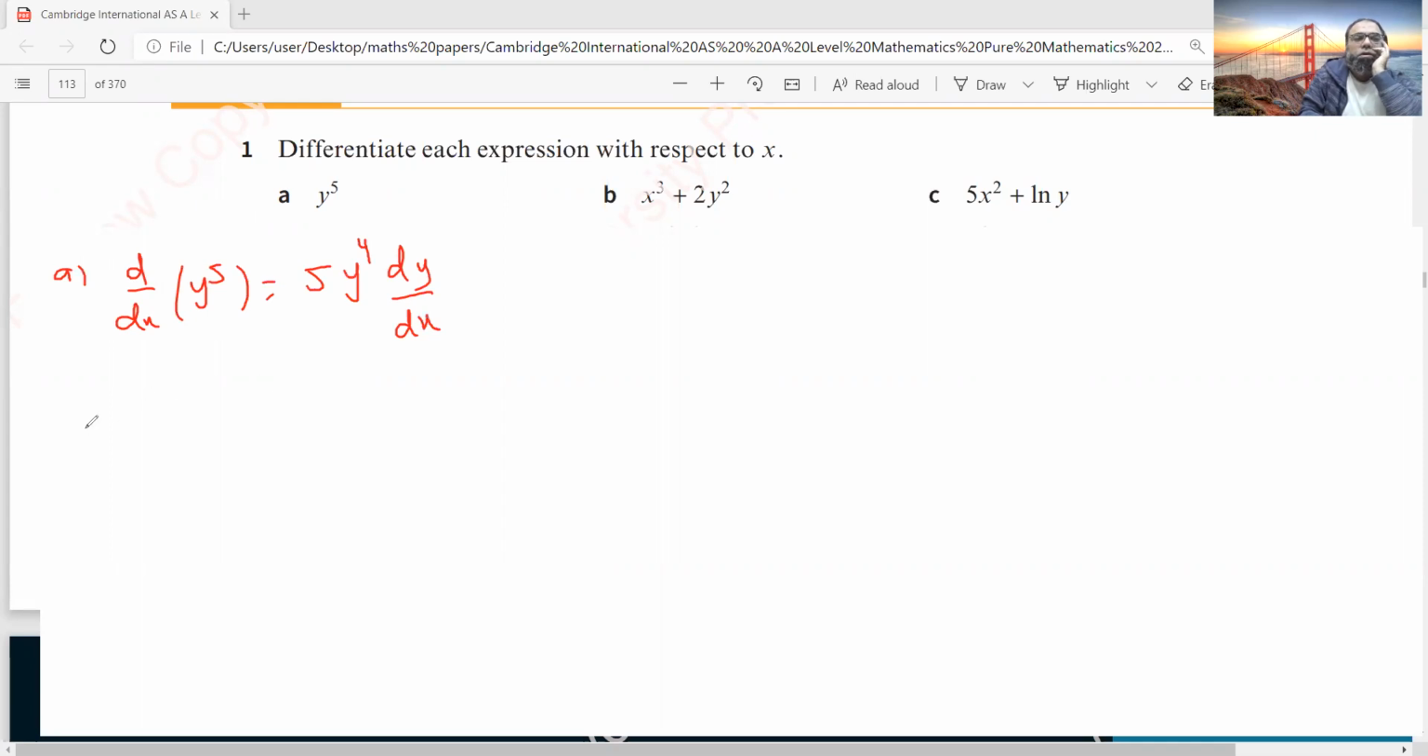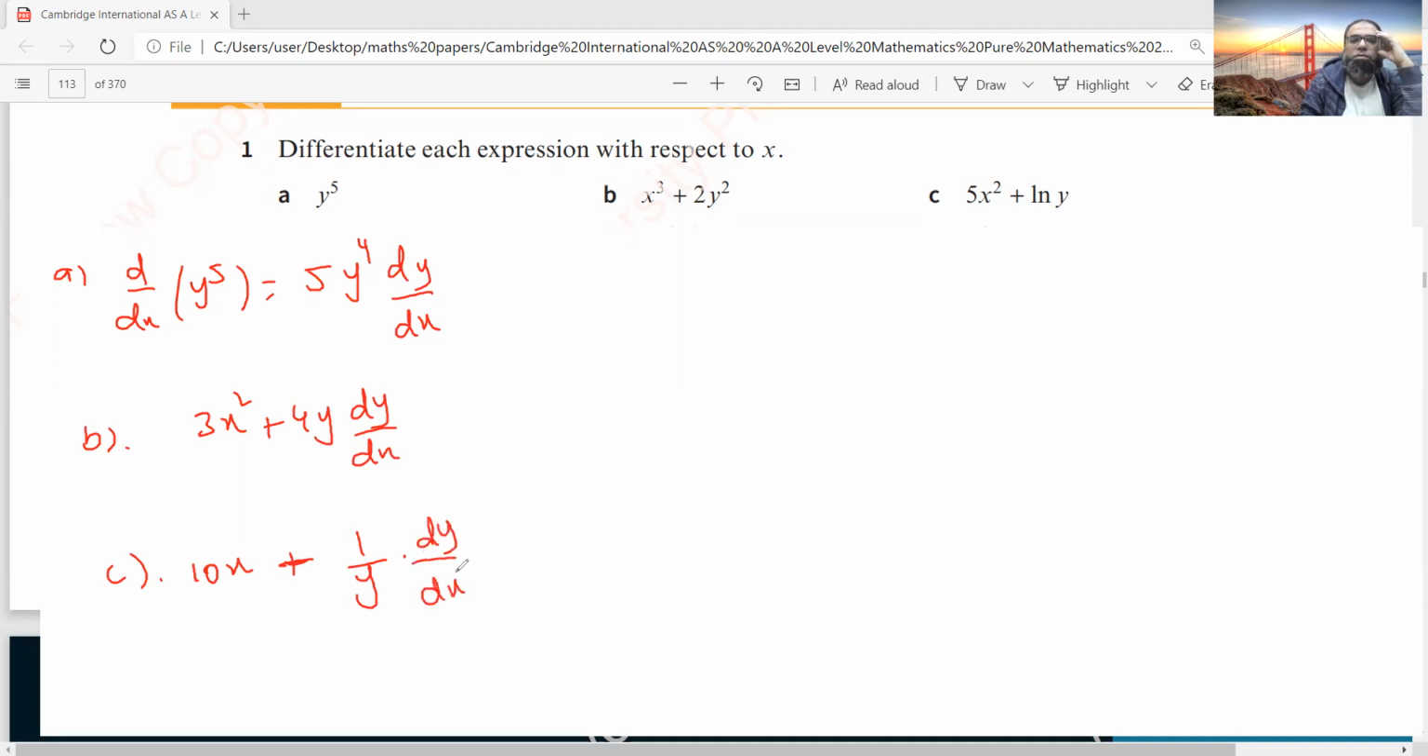Look at the b part. This is going to be 3x squared. Now these are not equations, these are just expressions. So this is 3x squared plus 4y, and then you have dy by dx. Then you have the c part, that will be 5x squared's derivative is 10x, then plus ln y. That is, first of all, it will be 1 over y, and then the derivative of y would be dy by dx. That is how you do these first three parts.